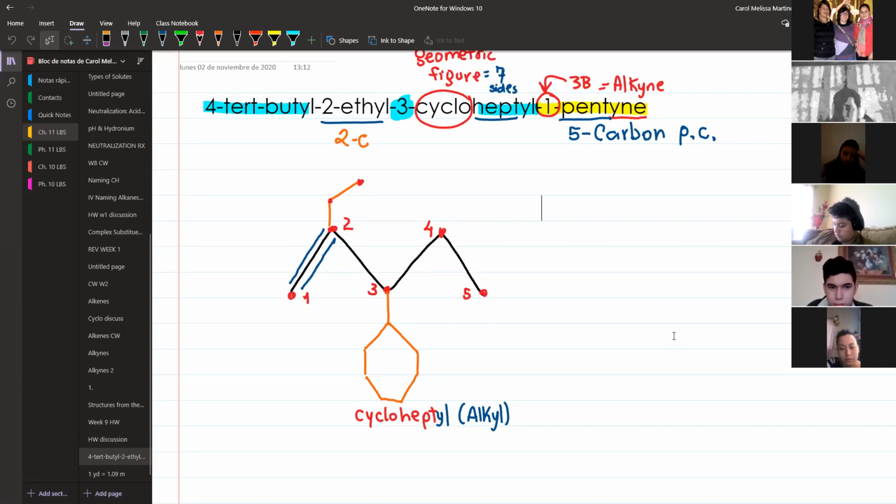Tert-butyl is a complex alkyl that looks like a chicken paw. Okay. So it's going to look like that.